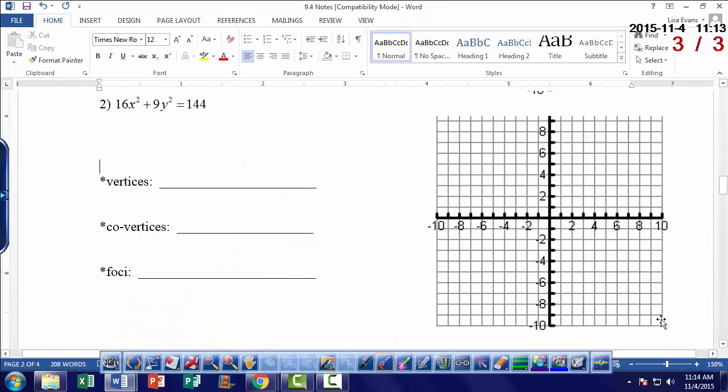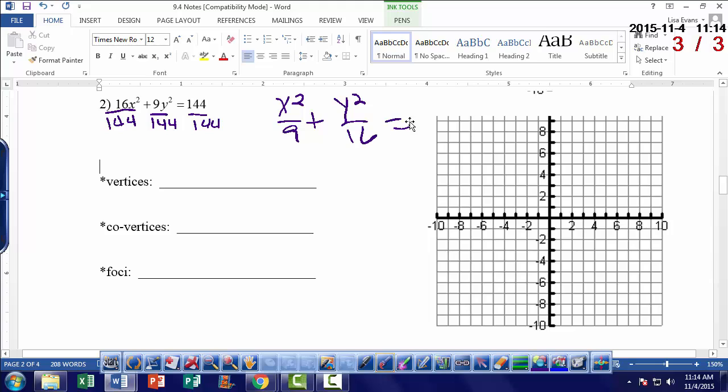Okay, now this one's a little bit different because it doesn't equal 1. We need to get it to equal 1. So the first thing we're going to do is divide everything by 144. That's going to get my 1 to be over on the right side. So 16 goes into 144 9 times, so I have x squared over 9 plus y squared over 16 equals 1. Now this one, the bigger number's underneath the y. That means I'm going to have a vertical ellipse.